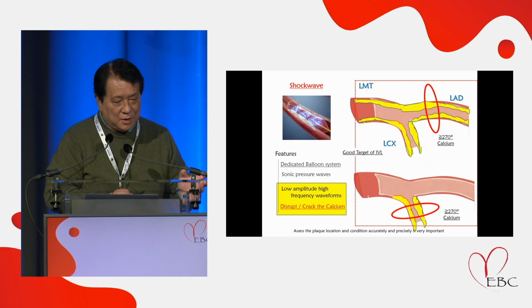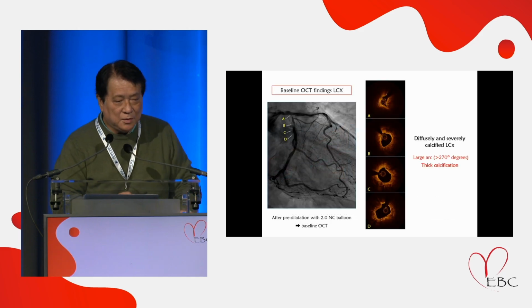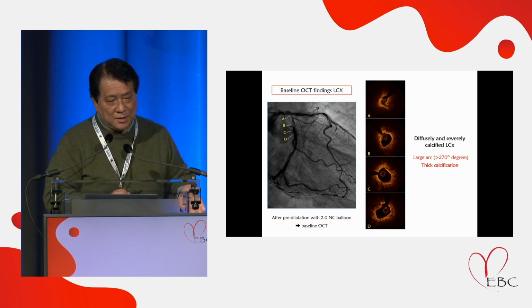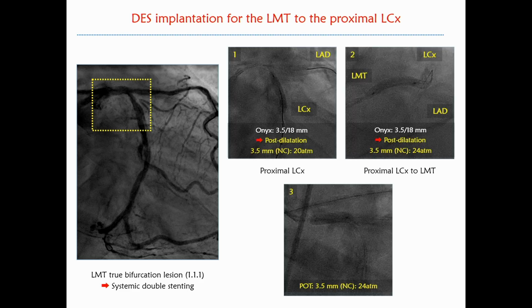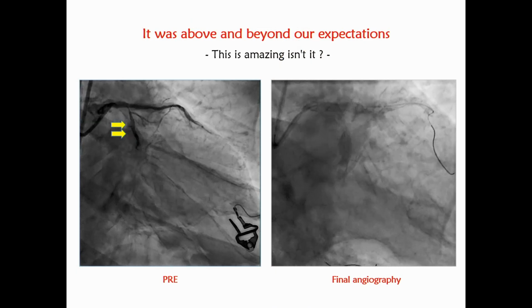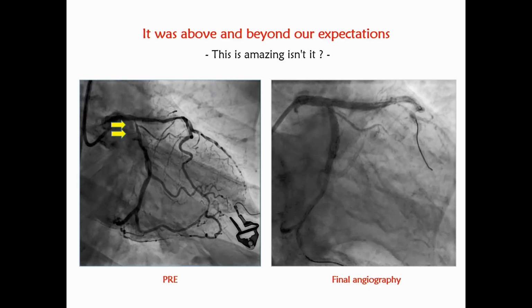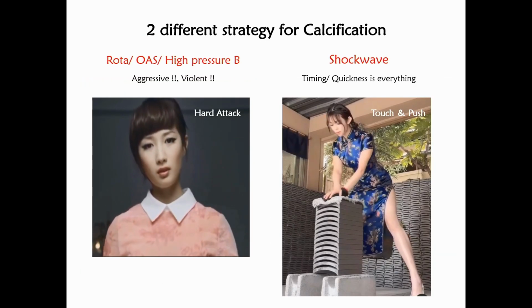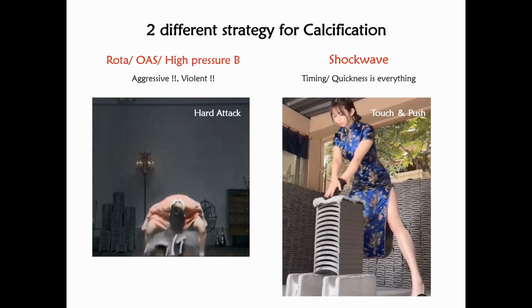Shockwave: low amplitude, high frequency waveform, a dedicated balloon system, just cracking the calcium. This is a very particular case of a very severe calcium lesion from the ostium of the circumflex. You can see the calcium nodule and the Shockwave, two Shockwave, and then stenting. You can see the diffusely severely calcified circumference can open very fully. Pre and post. This is actually amazing. So the image of the Diamondback, the rotablator and the Shockwave is something like this: like a hard attack, just touching and pushing, timing. This is a different Shockwave.